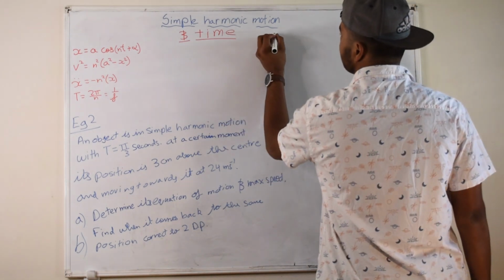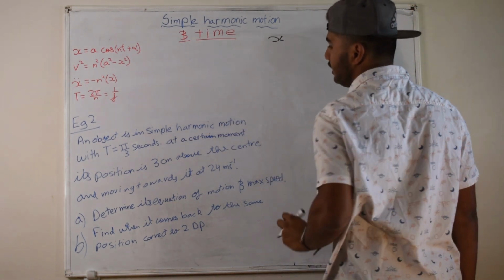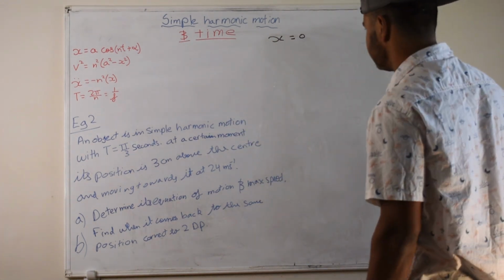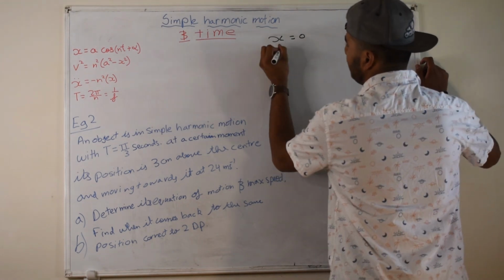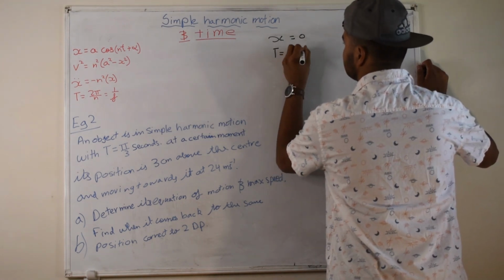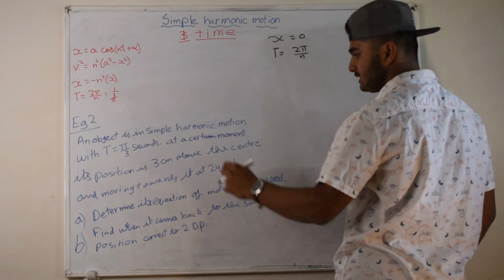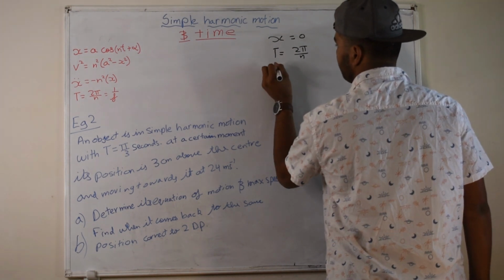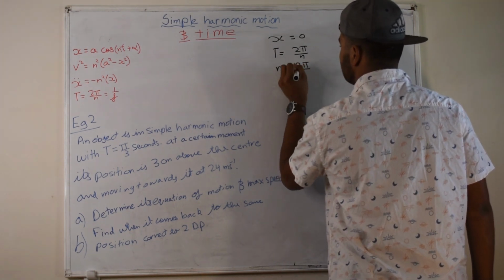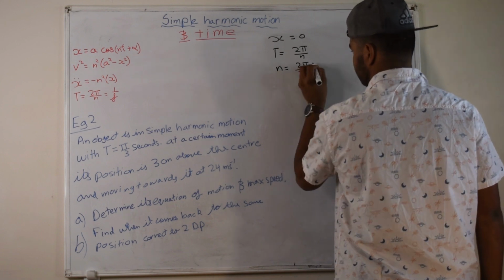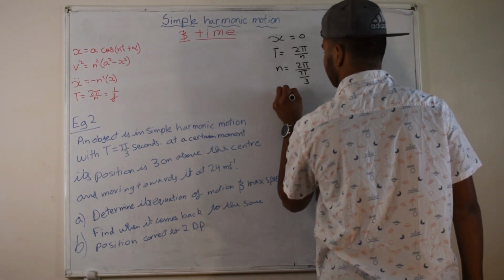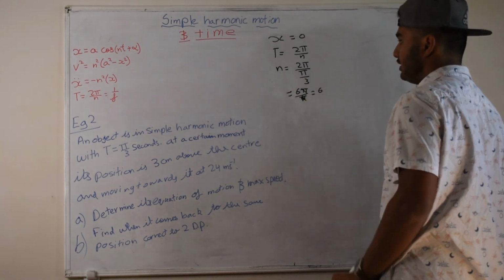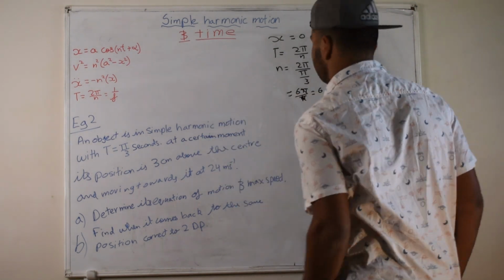First thing I will do is assume that the center point of the motion is going to be when x equals 0. Correct? Next step. Period T equals 2 pi upon n. T in this case has been given as pi on 3. So n equals 2 pi upon pi on 3. Multiply this at the top. We have 6 pi upon pi gone equals 6. n equals 6.